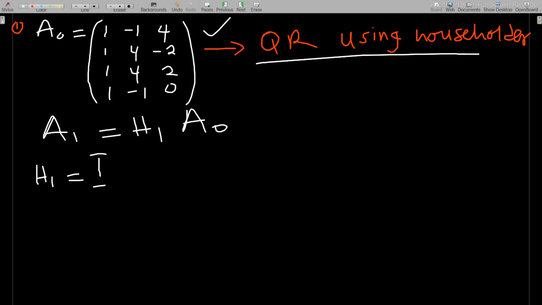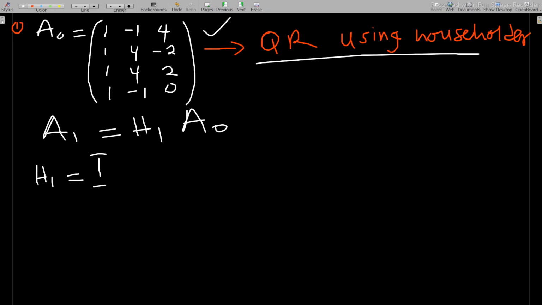Now we are dealing with a 4 by 4 matrix. For the start, it is 4 by 3 rather. The matrix A naught is 4 by 3, so we have to use an identity matrix of 4 by 4, because at the end of everything we will get something. Let's just look at it and then we'll know what to do.